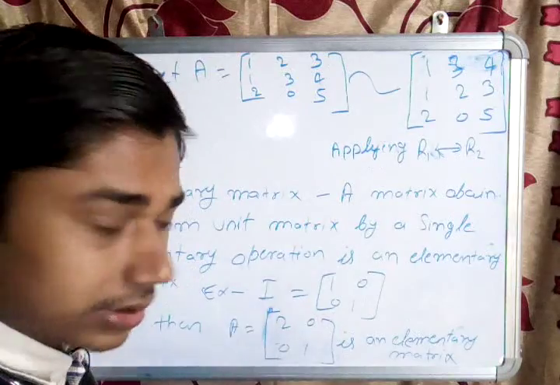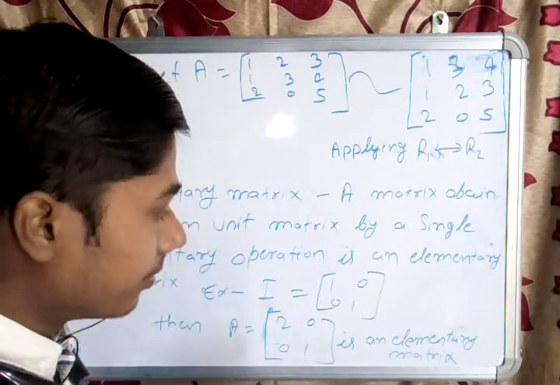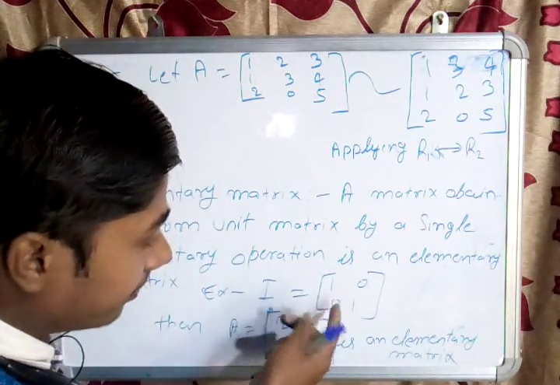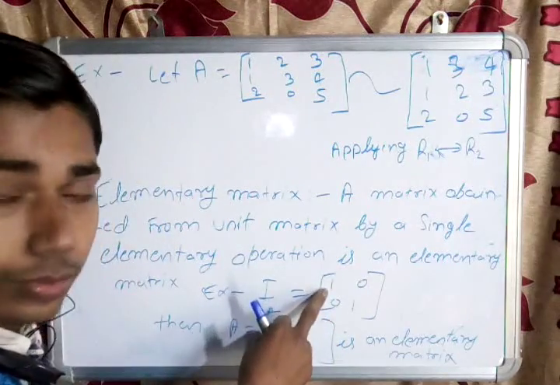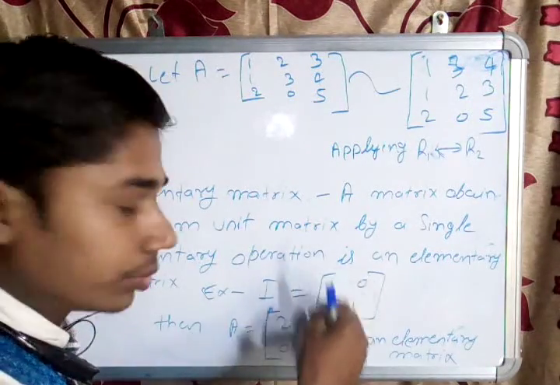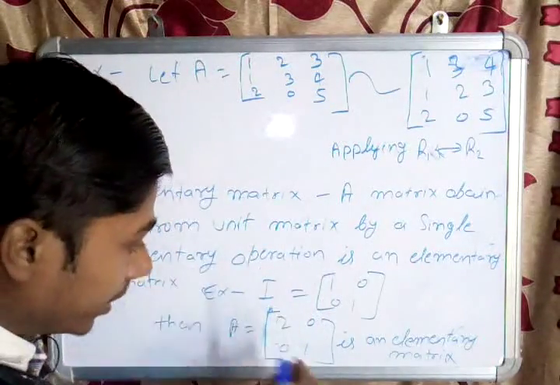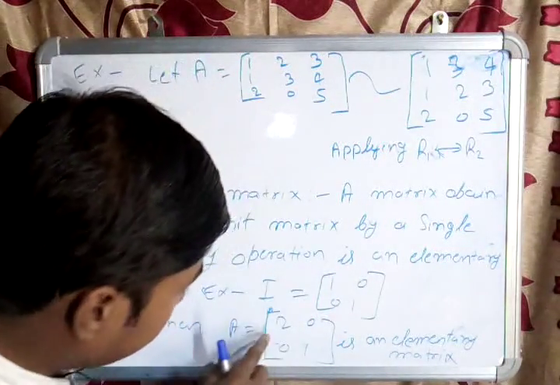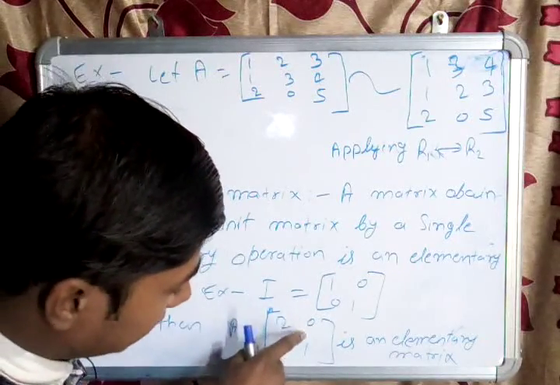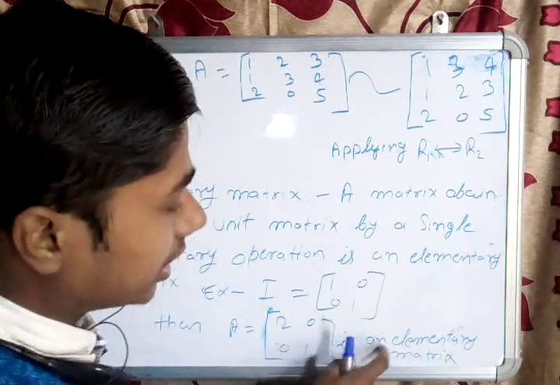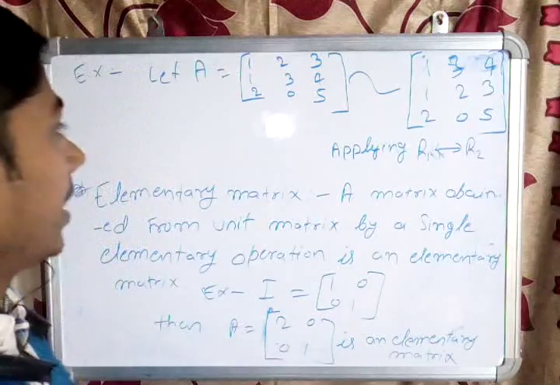This matrix is multiplied by 2: 2 times 1 is 2, and 2 times 0 gives 0. Then we get the result. We can write [2 0; 0 1] is an elementary matrix.